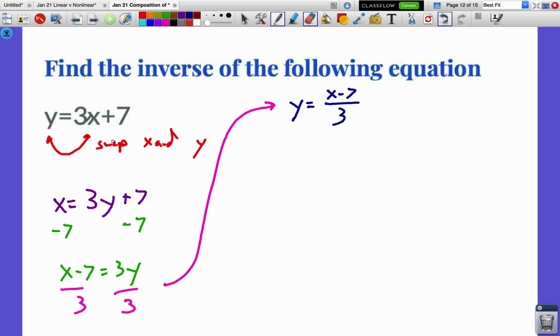And this should make sense. This original function, we could call this a function even though it's a y equals on the other side, multiplies the input by 3 and then adds 7. If we reverse that, we would subtract 7 and then divide by 3, which is exactly what this does over here.